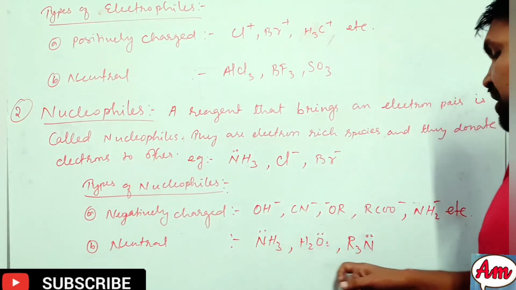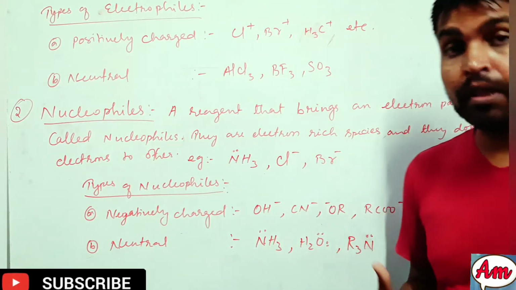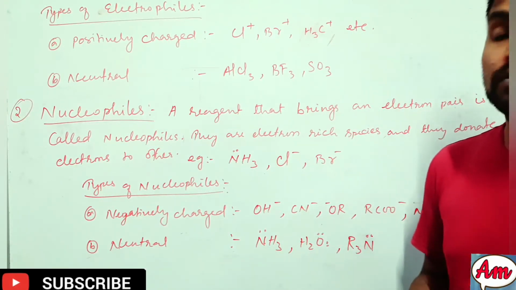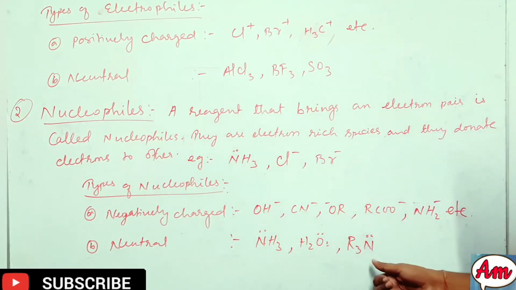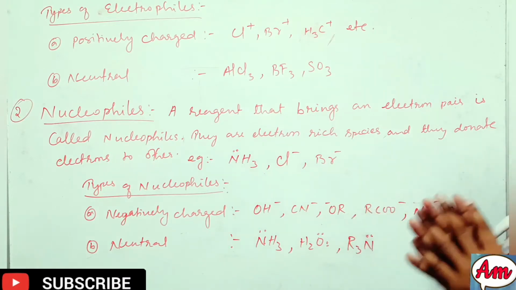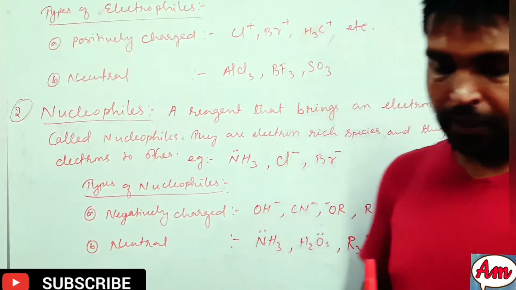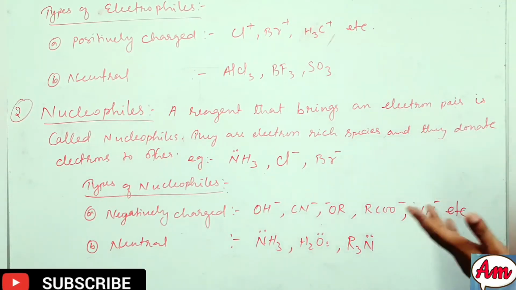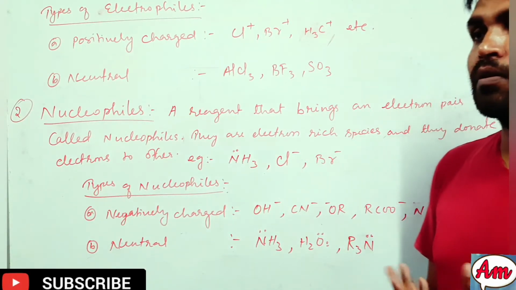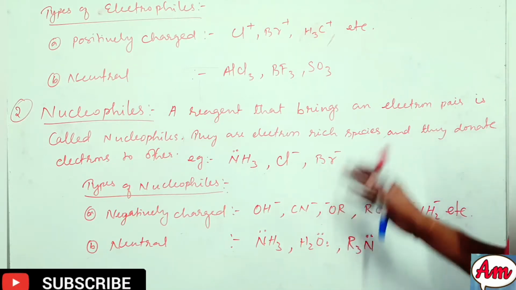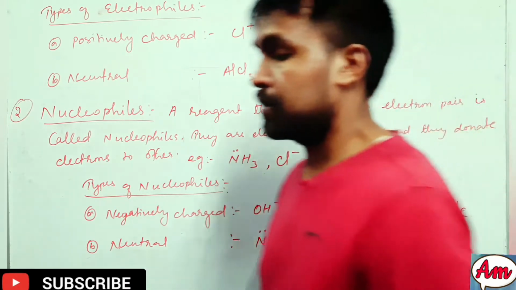As you can see there is no charge here, water is also a neutral nucleophile, and NH3 ammonia is also a neutral nucleophile. R3 also is a neutral nucleophile. So I hope the electrophiles and nucleophiles concepts are clear. Now we will do next the difference between electrophiles and nucleophiles, and then we will proceed to the last topic of this chapter. Okay, till then you can pause the video and take down the notes.